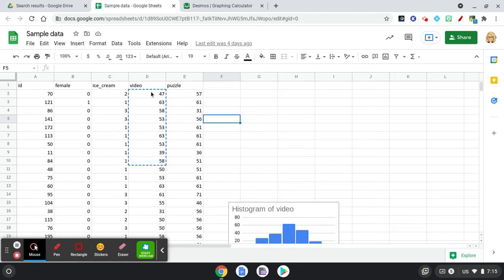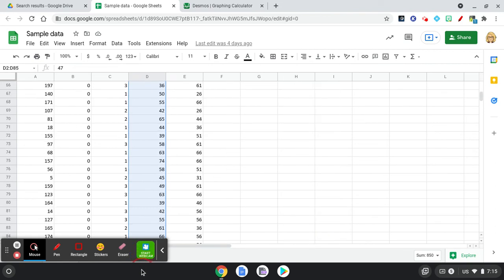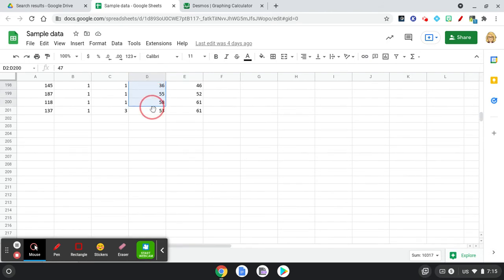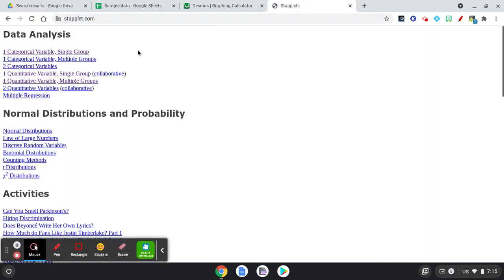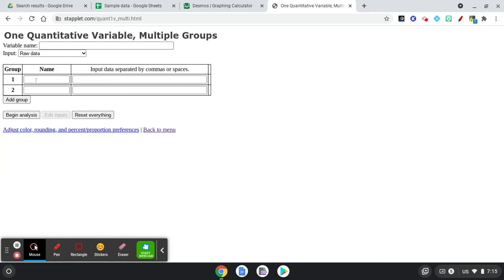So the first thing I'm going to do is copy the video data, and I have a lot of it, so I definitely don't want to put it in by hand. All right, Control C. Then I'm going to go over to Statplet. I'll probably have this linked somewhere in your Google Classroom. I'm going to go to one quantitative variable, multiple groups. So group 1, let's just call it design 1, and then Control V.